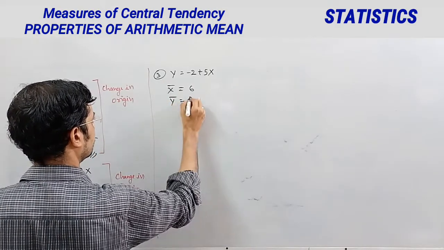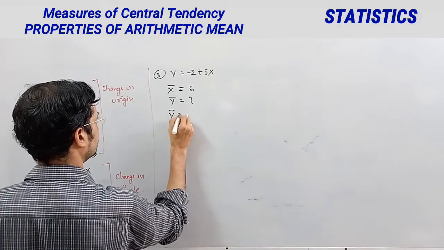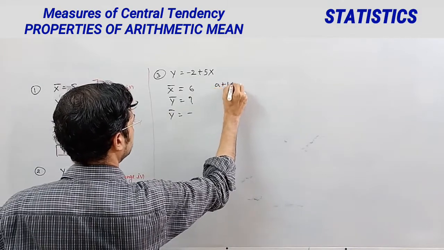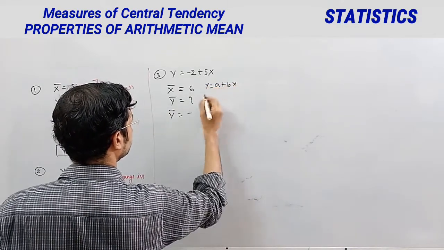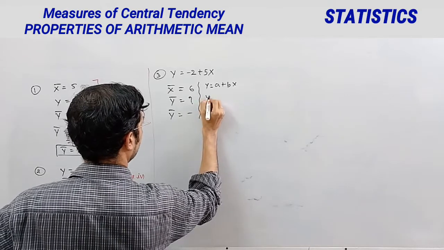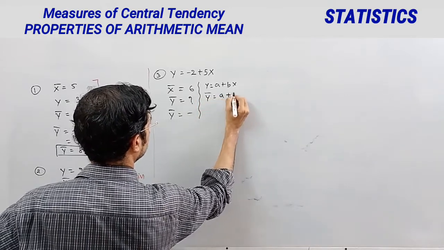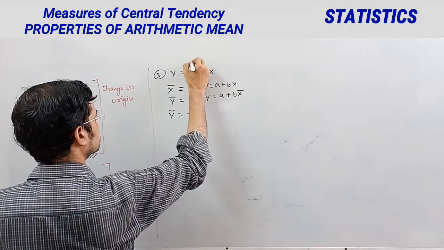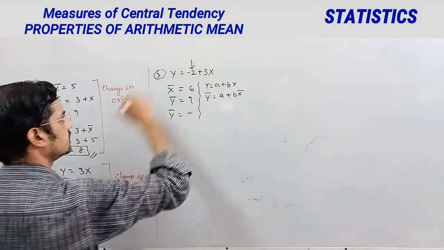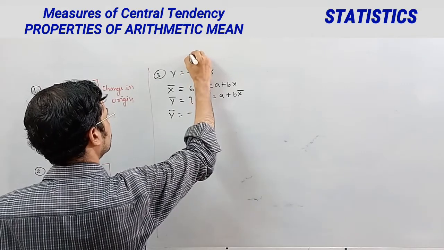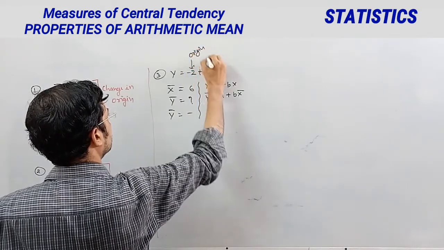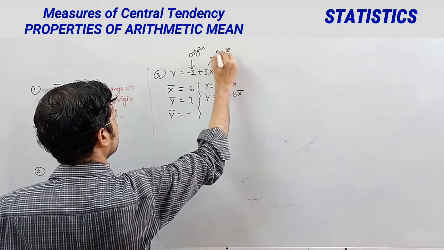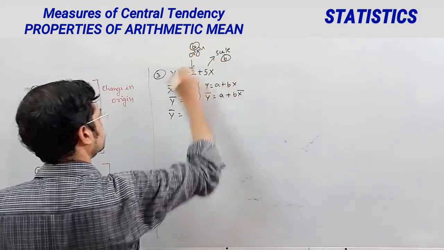How to find mean of y? See, this is of the form y equal to a plus bx. So what we have is y bar equal to a plus b into x bar. What is a? A is minus 2. This is the change in origin, and b is the scale factor.